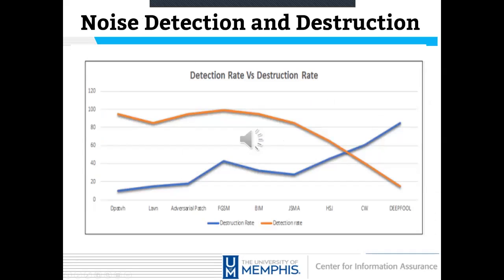So the destruction rate by the environmental effect or other effect, or detection rate by simple image processing filters, has been correlated over the different attack types. It was the observation of our experiment. We can see the patch attacks are very easy to detect but very hard to destroy, and diffusion attacks are very hard to detect and very easy to destroy by simple environmental factors.